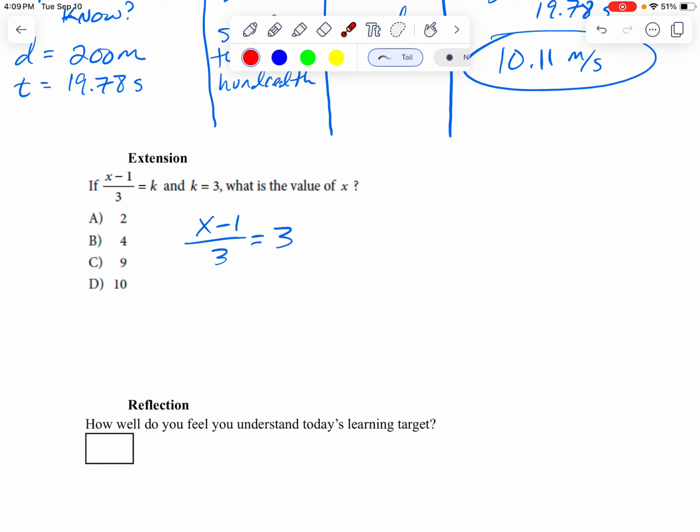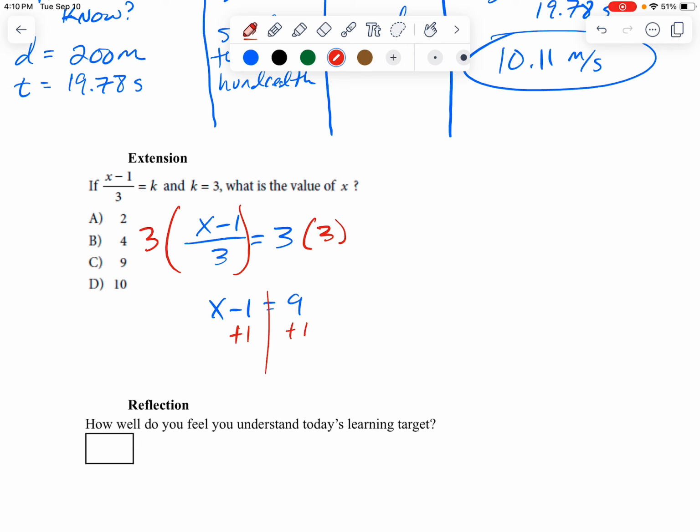I always say kind of work further away from x and then work your way in. We're going to do like opposite order of operations. So in order to get rid of that 3, I need to multiply both sides by 3. 3 times 3 is 9. That's going to give me x minus 1 equals 9. And now we're back to our one steps like we've been doing. So I've got x minus 1. If I add 1 to both sides, that's going to give me just x. X equals 10.